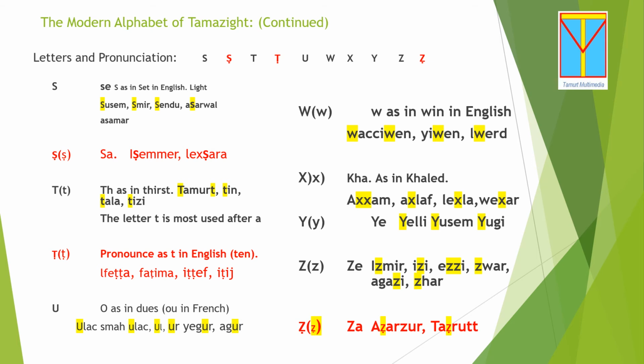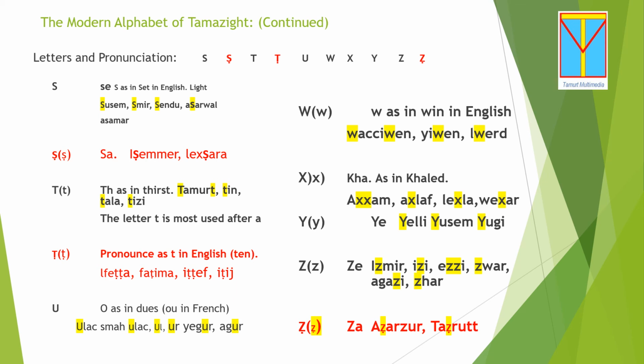The X is pronounced kh, as in Khalid. Akham, akhlaf, lakhla, wakhar. The Y is pronounced y, yilling, yusum, yuhin. The Z is pronounced as Z, as in English. So we say Izmir, Izin, Zin, Zwar, Ayazin, Zar.